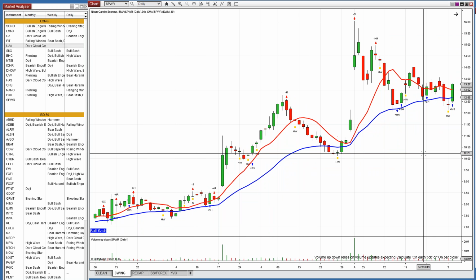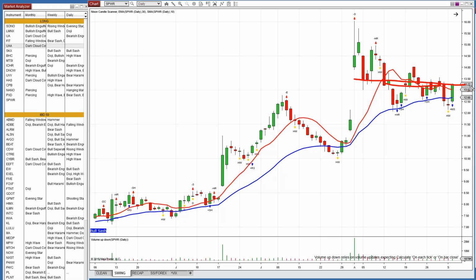There's the high wave, and now the morning star comes in. That's a pretty good sign right there. That's a big green candle against a big red candle that tried to sell, could not. So that's about the signal right there, I think, despite what might appear like resistance. But this looks pretty good based on the previous history of everything else, that's going to be your key.